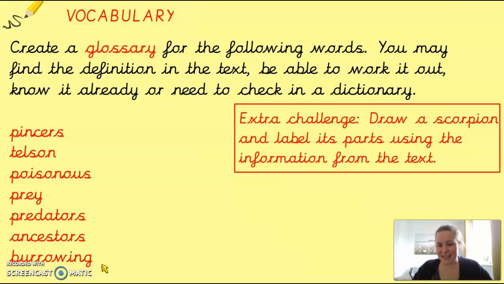After that, there is an extra challenge. So if you would like to take on the extra challenge, you can draw your own scorpion and label the parts of its body with some information from the text.